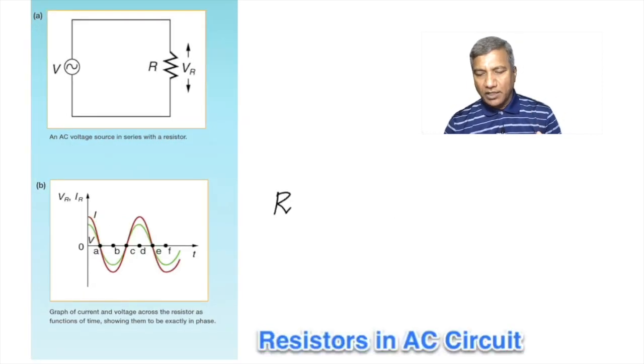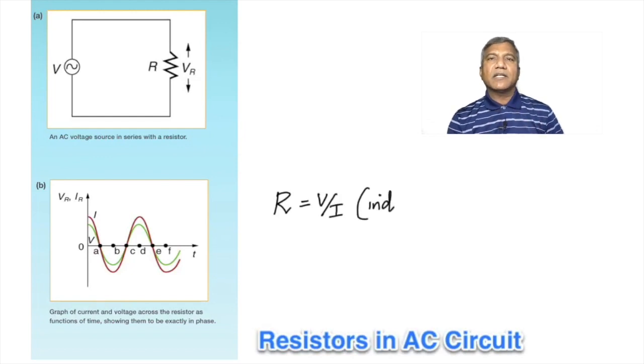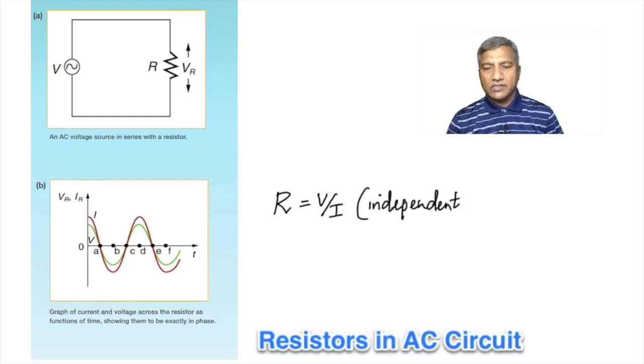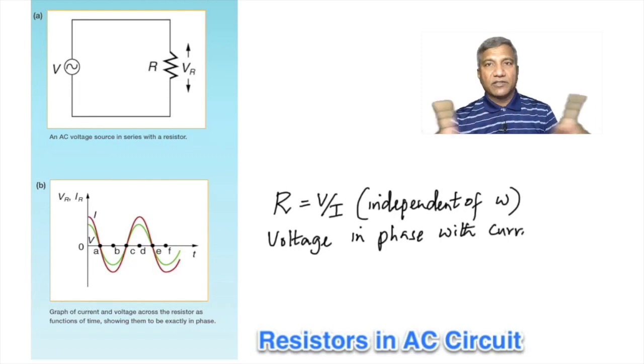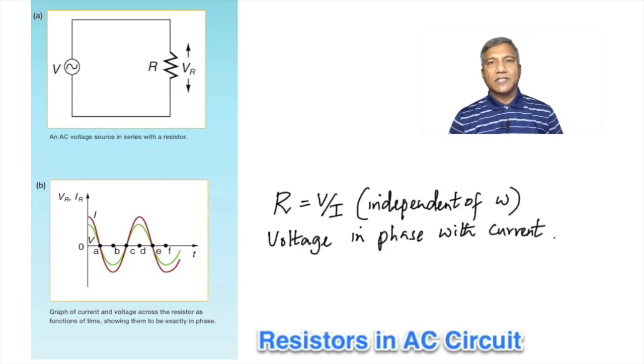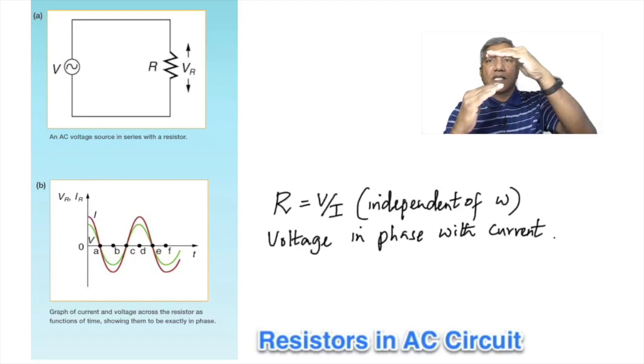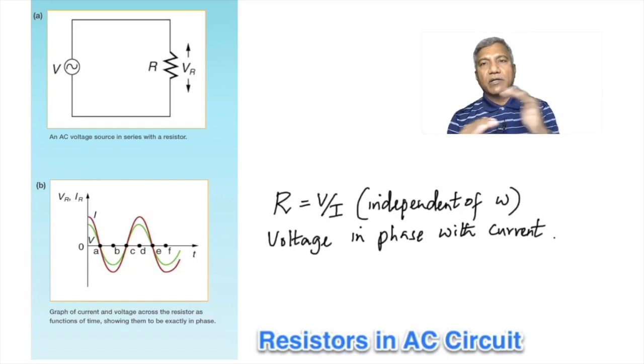But if you apply the same alternating voltage to a resistance, we know that the resistance value is given by Ohm's law as V by I, and there is nothing to do with frequency there. So resistance is independent of the frequency, while reactance depends on the frequency. And also, you see that the red and the green, the voltage and the current graphs, rise and fall in phase. So they are in phase. The voltage is neither lagging nor leading. They rise and fall together.